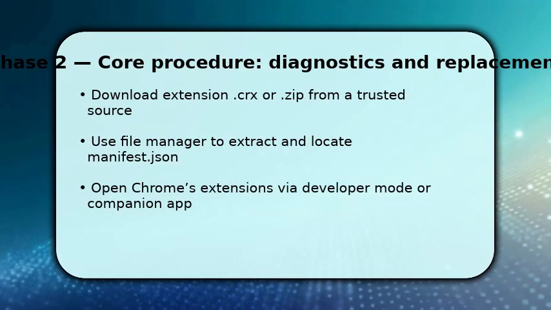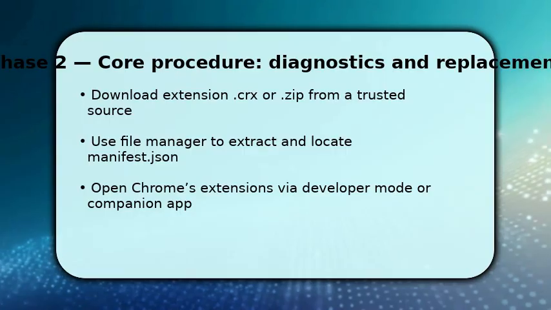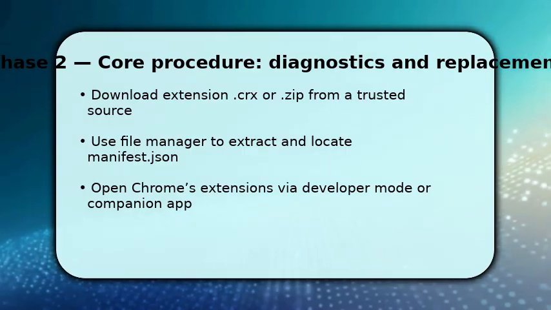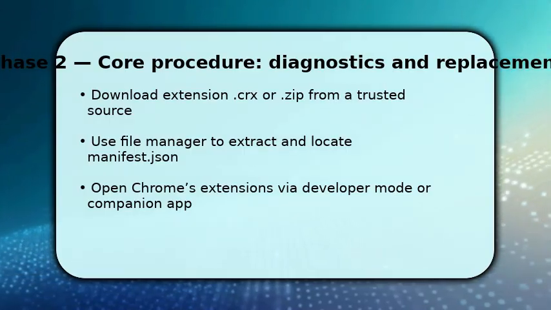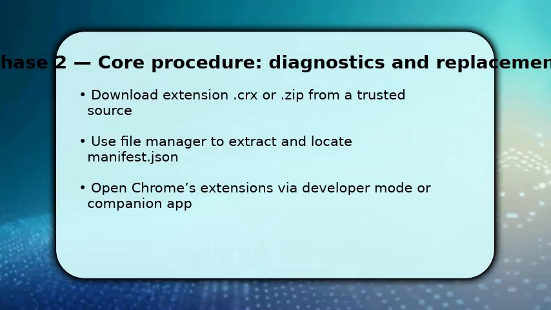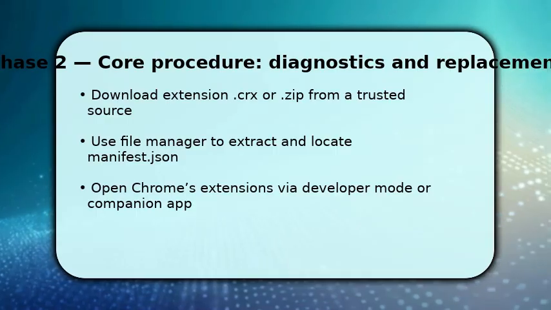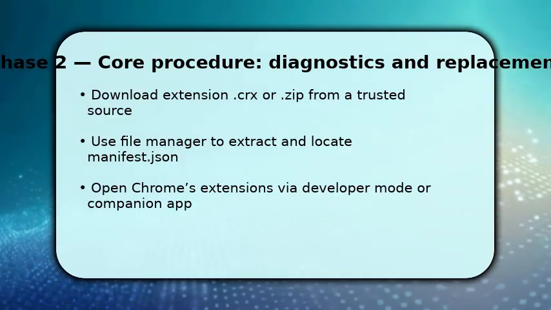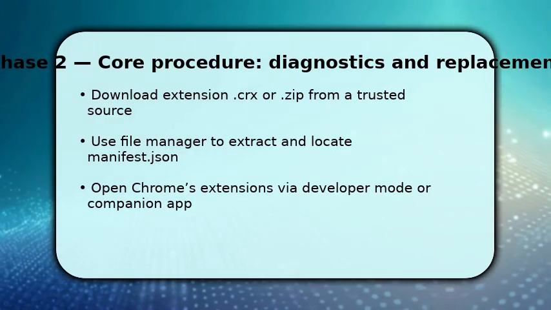You now obtain the extension package, download the CRX or zip from a trusted source and verify its contents. Once the file is on your device, use your file manager to extract it and locate the manifest.json and assets, because Chrome needs the folder structure intact.